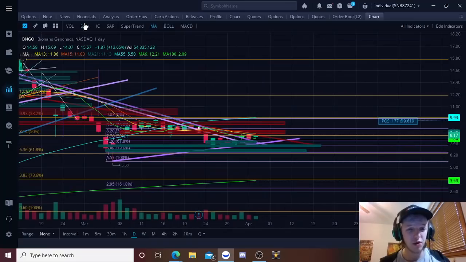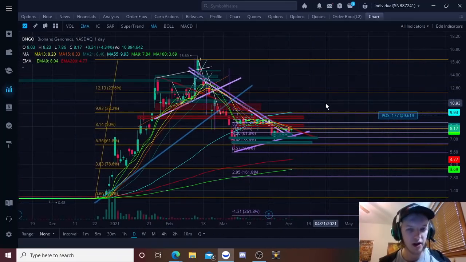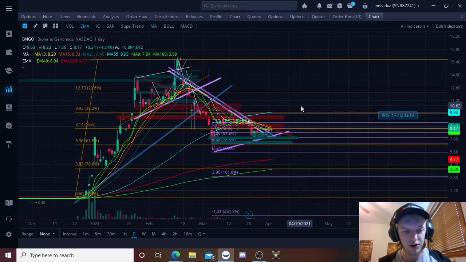But real quick, let's just go over this. There's nothing really interesting here. Okay, I threw on some more, I threw on the orthodox moving averages, the 9-day moving average and the 9-day EMA.